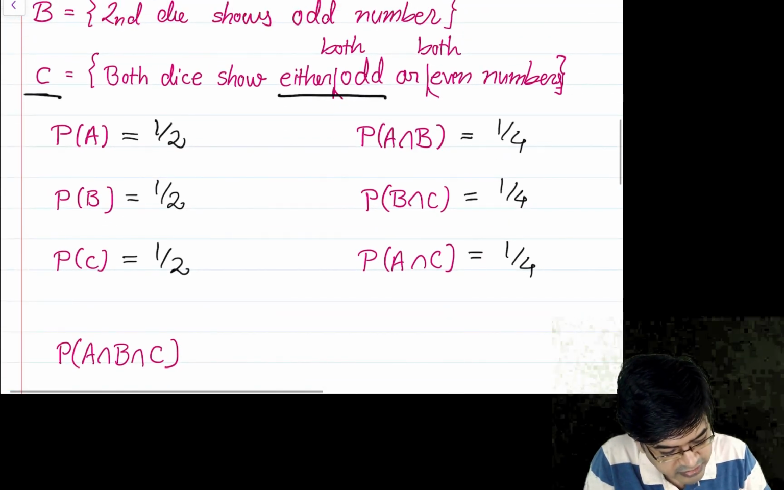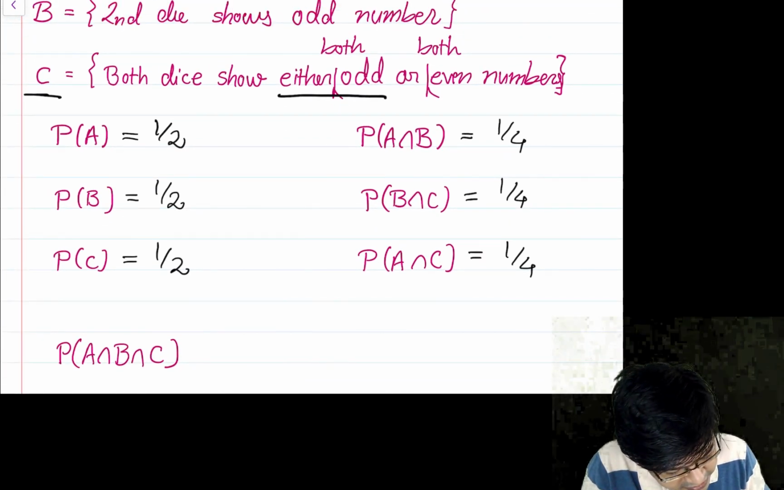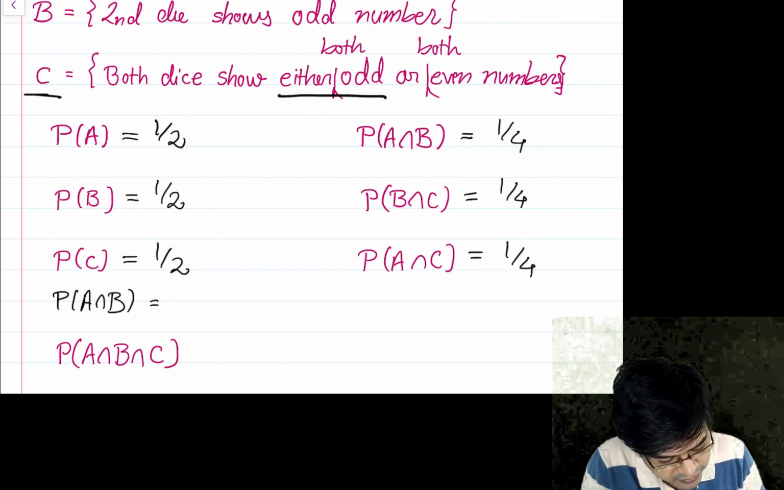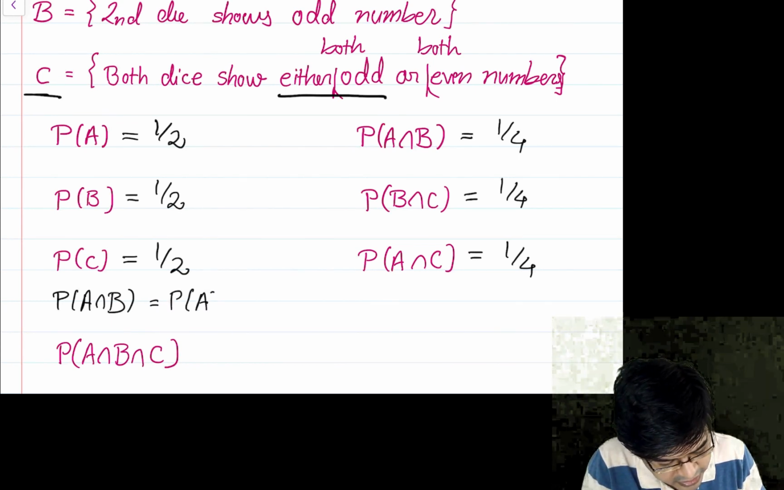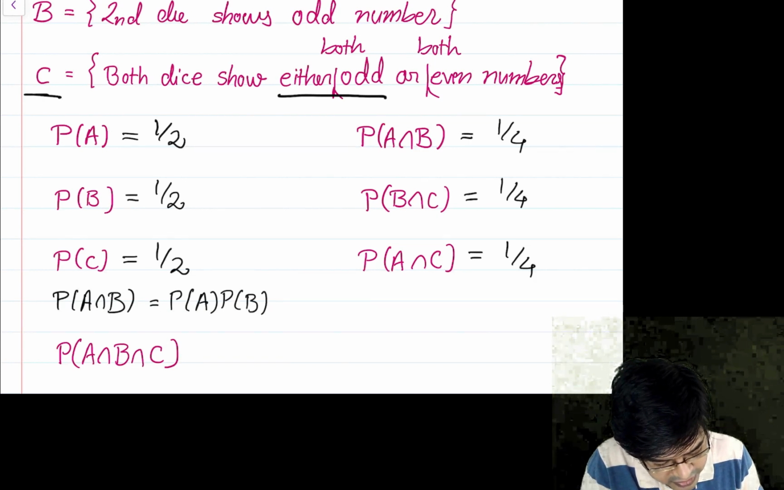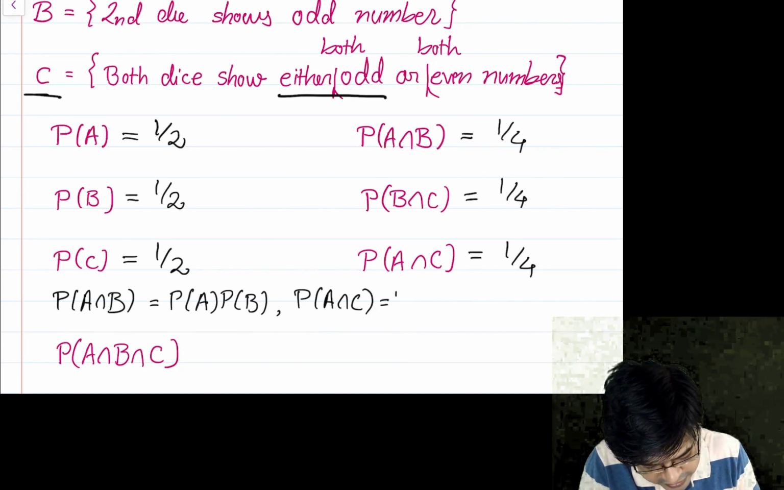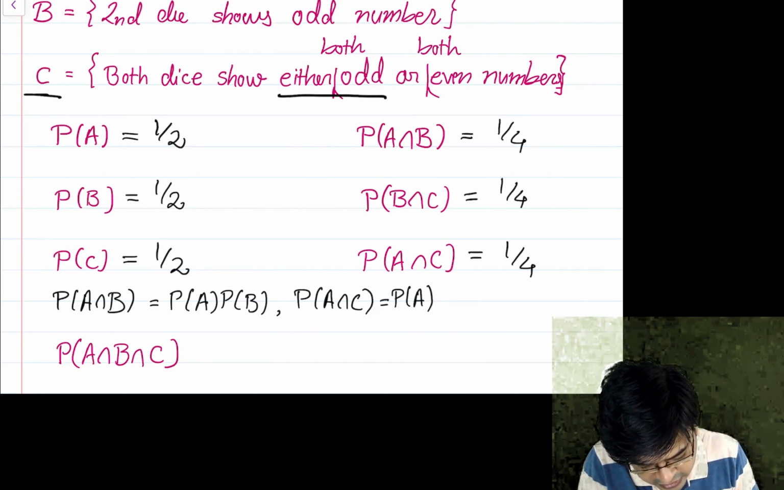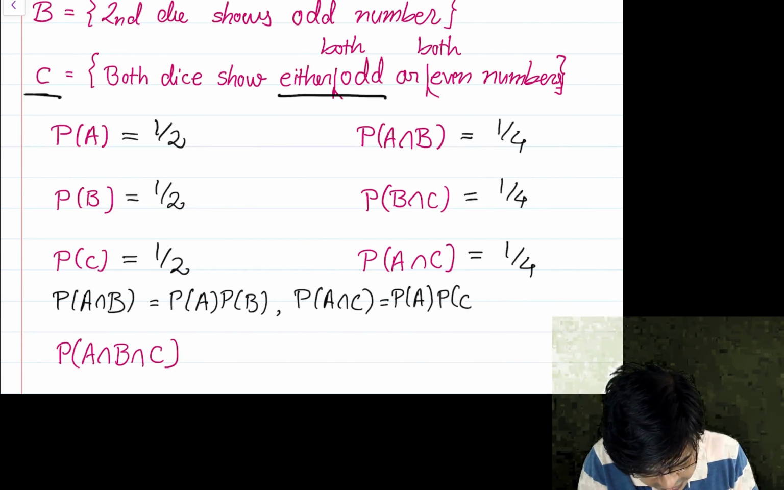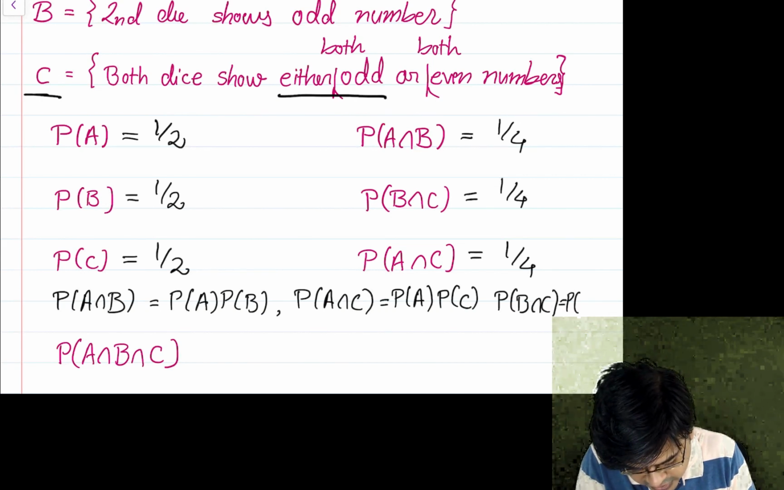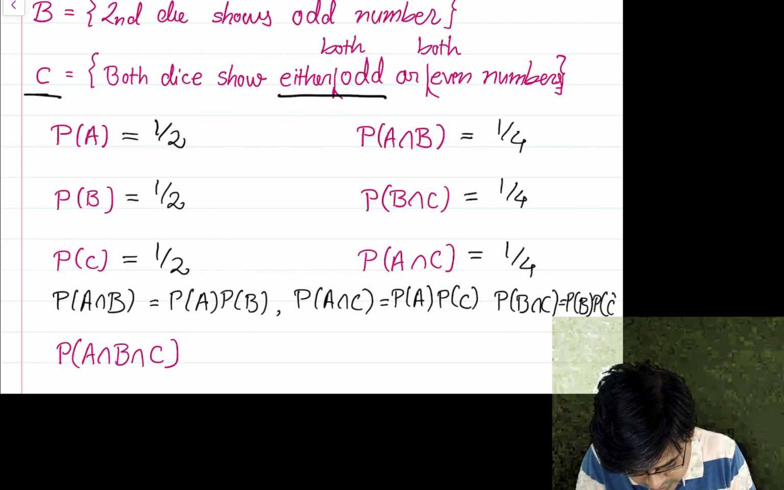Okay. So let me consider this particular condition which we have asked. Probability of A intersection B is equal to 1/4, which is equal to probability of A into probability of B. You can easily verify this. Probability of A intersection C also you can verify to be equal to probability of A into probability of C. Further, probability of B intersection C is also probability of B into probability of C.